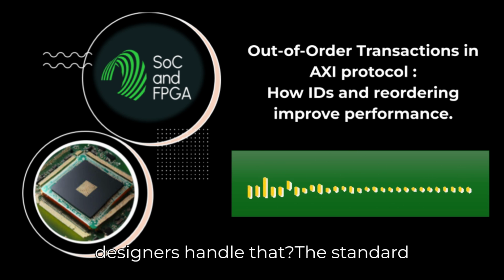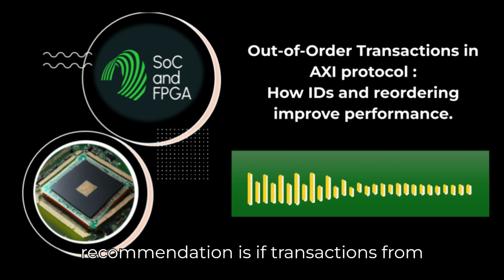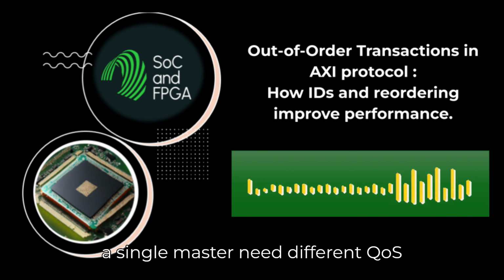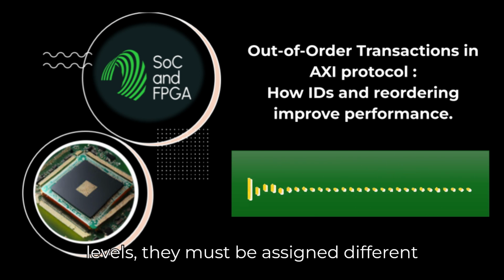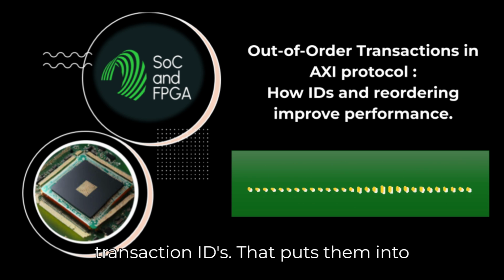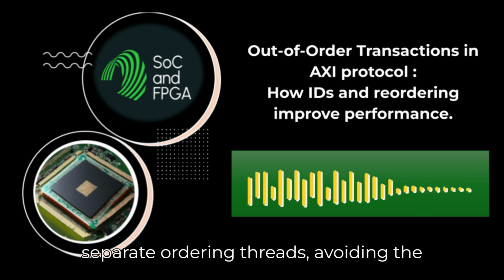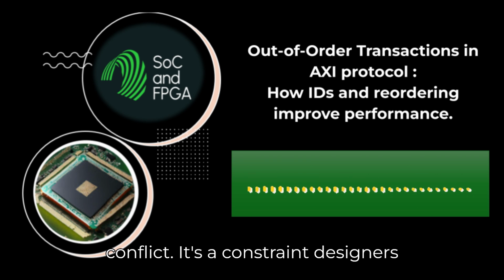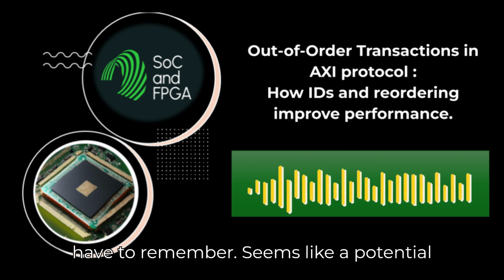So how do designers handle that? The standard recommendation is, if transactions from a single master need different QoS levels, they must be assigned different transaction IDs. That puts them into separate ordering threads, avoiding the conflict. It's a constraint designers have to remember. Seems like a potential gotcha.